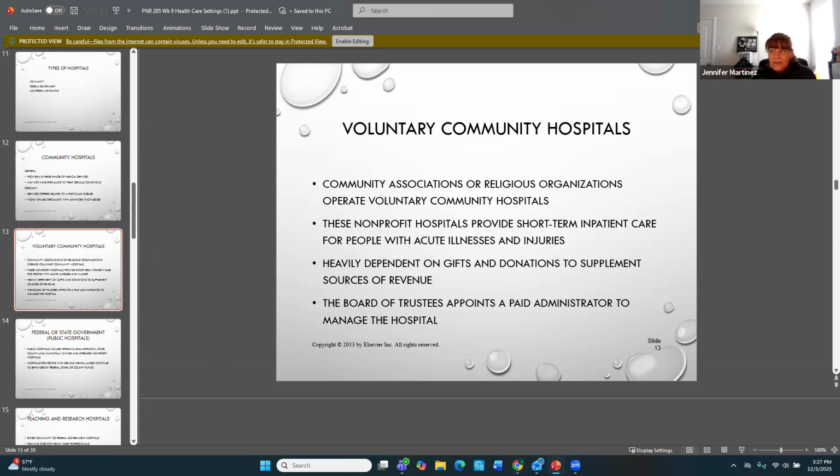We also have voluntary community hospitals. These are either community associations or religious organizations that operate these as nonprofits. So Shriners would be considered one. Another one would be your St. Jude's Children's Research Hospital, right? That would be another one of the nonprofits.